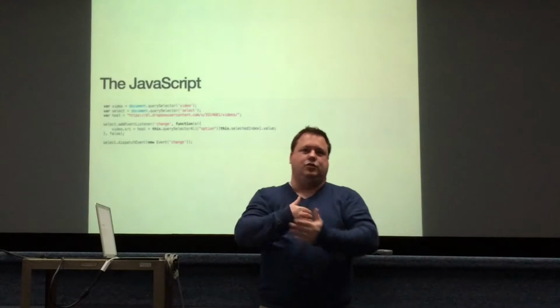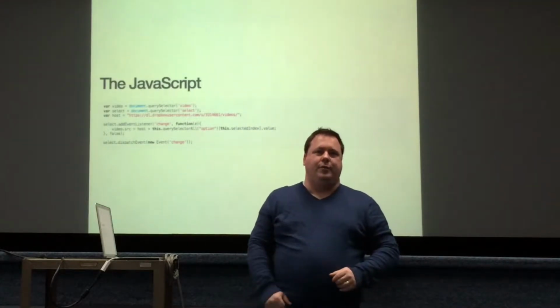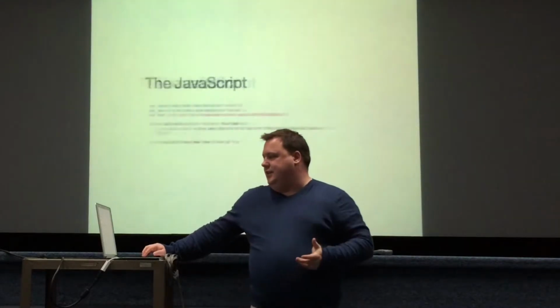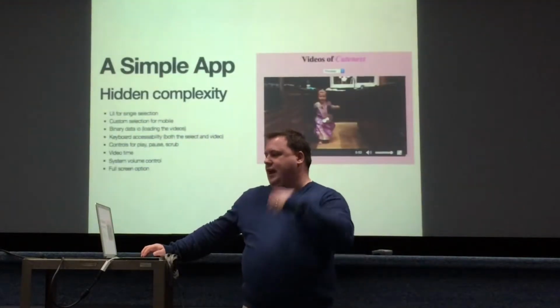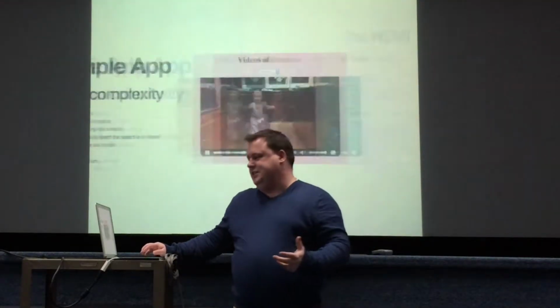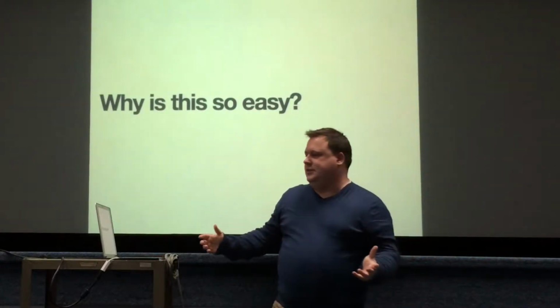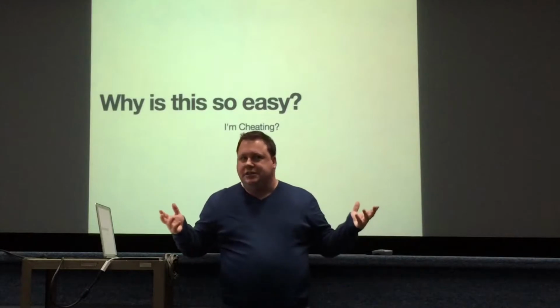That's all it does. And then it causes one change event right off the bat, just to load the first one automatically. So that's it. The entirety of the app written right there, and it has all this hidden complexity just built right in. So why is this so easy to write? Is it because I'm cheating?